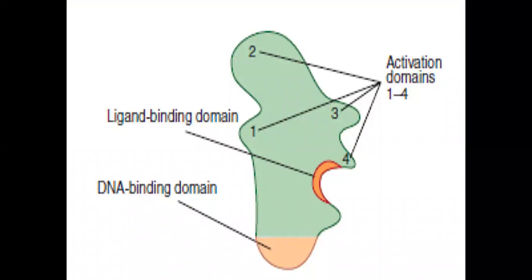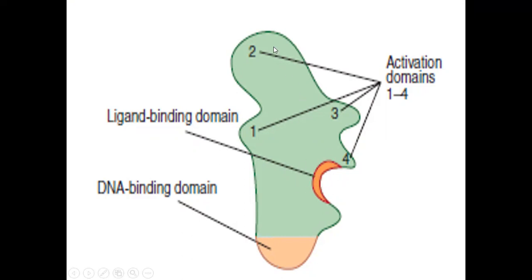Now, a receptor in general is comprised of many domains. It has a ligand binding domain. This is the particular portion of the receptor which binds to the hormone. Hormone is also termed as ligand, thus the term ligand binding domain. So this is where the hormone binds to.